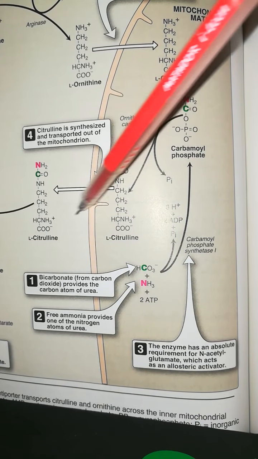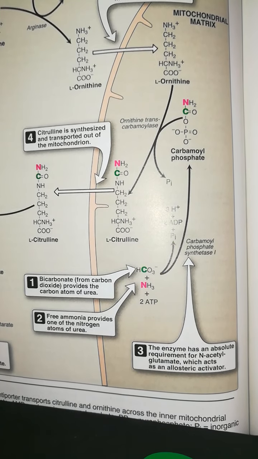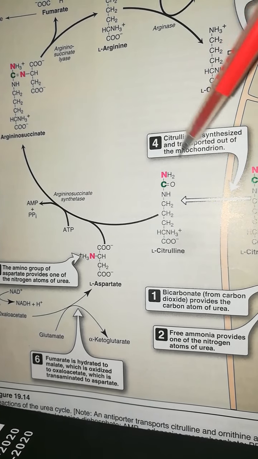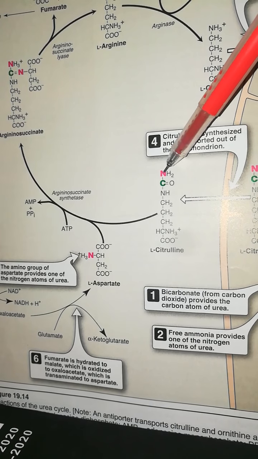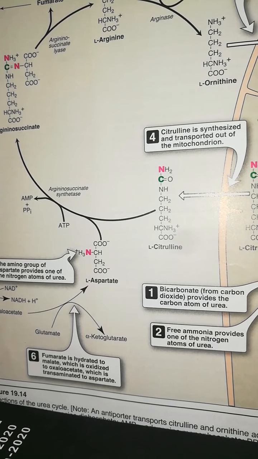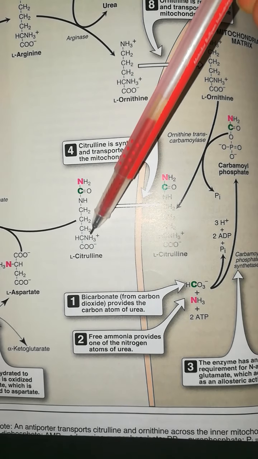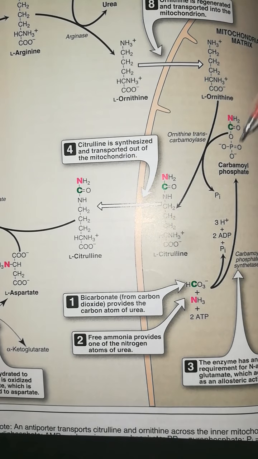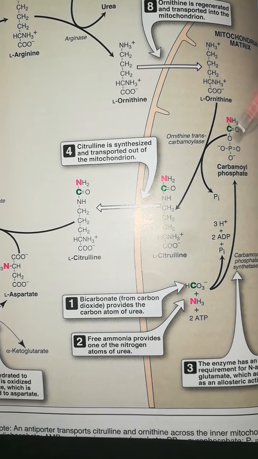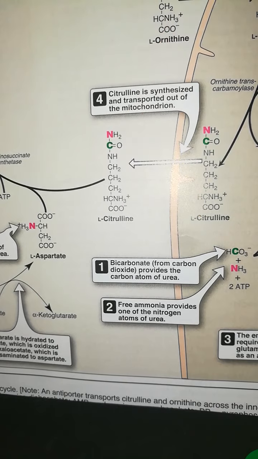Now this citrulline comes out from the mitochondria to the cytosol. This is the chemical structure of citrulline. You just follow the colored atoms, like nitrogen and carbon, in the previous chemical structure. Step by step, this chemical structure is altered. Here, this is the ornithine chemical structure. Here, carbamyl phosphate is condensed, and ultimately we get this chemical structure. Then it enters into the cytosol.